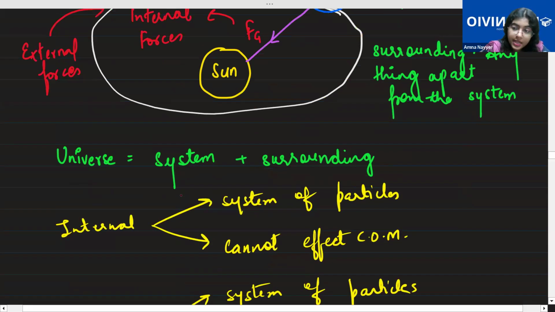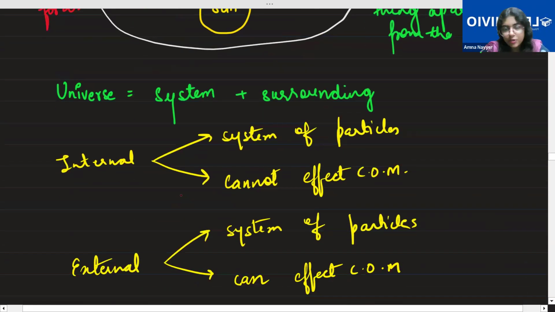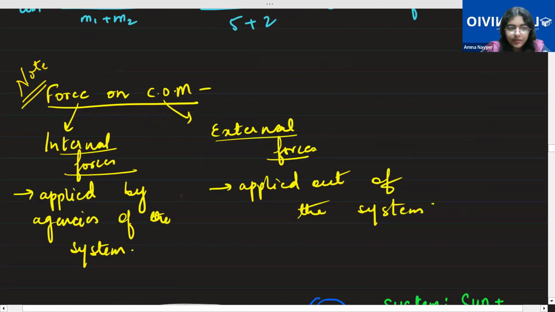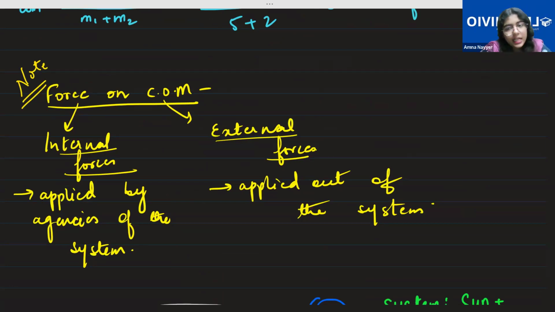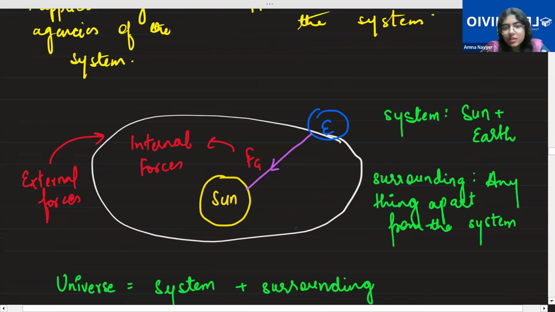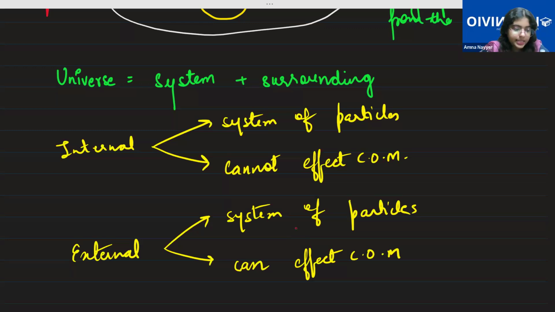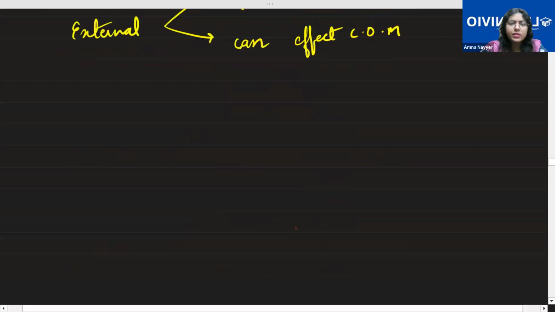This is a very important concept which you should know, and here we have the whole concept of center of mass conservation. Internal force means applied by agencies of the system. External forces are applied from outside the system. This is the whole point: external forces can affect the center of mass and internal forces cannot. If you see any internal force acting within the system, it doesn't change your center of mass unless you find an external force acting.